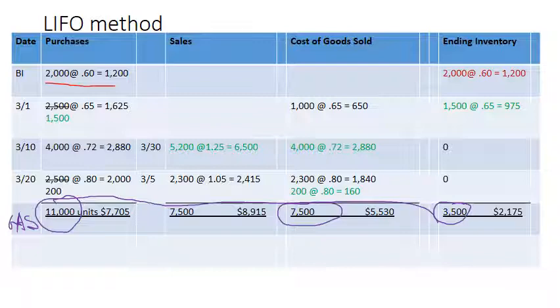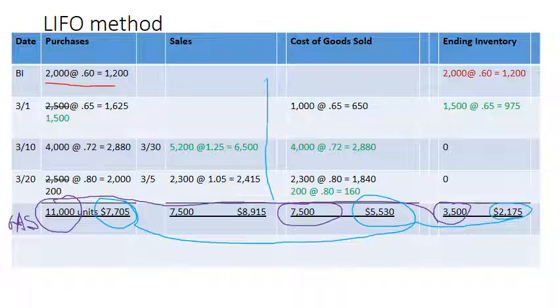Our distribution of costs, we have $7,705. 5,530 end up being in the cost, and 2,175 end up being in the ending inventory. So this plus this is equal to the 7,705. So it has to be split between these two places. Okay, so that's our last in, first out. So remember, last in, first out, you're starting at the bottom, working your way out. First in, first out, we start at the top and work our way in.